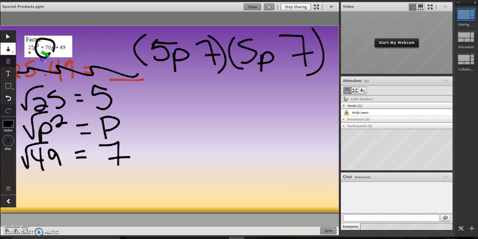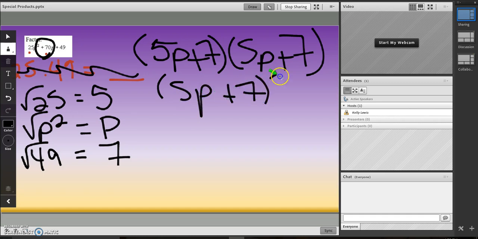Then we're going to look right here at the middle guy, and we need a positive number. Okay, and so it's the exact same thing. So we're going to square it. If you don't believe me, totally fine.